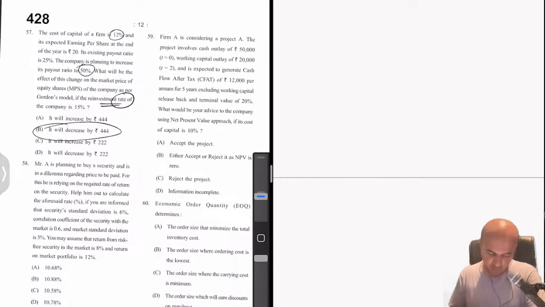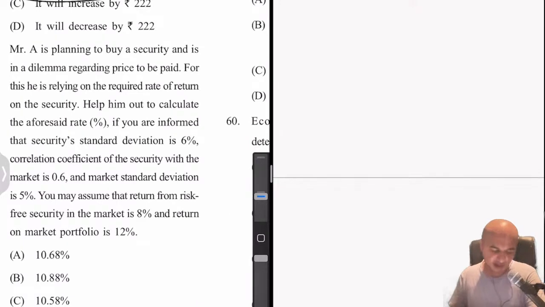Okay. One more practical question is there. Mr. A is planning to buy a security and is in a dilemma regarding the price to be paid. For this, he is relying on the required rate of return on the security. Help him out to calculate the aforesaid rate if you are informed that security standard deviation is 6%. Correlation coefficient of the security with the market is 0.6. Market standard deviation is 5%. You may assume that the return from risk-free security in the market is 8% and the return on market portfolio is 12%.